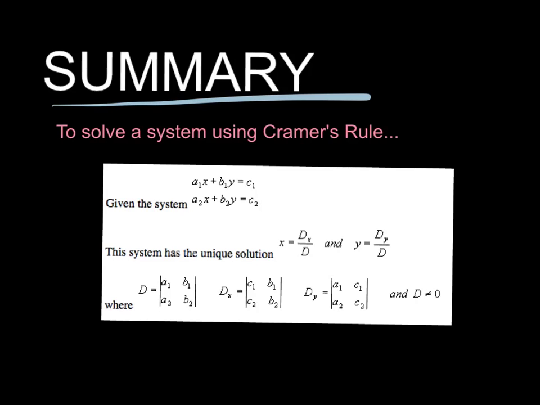In order to solve a system using Cramer's rule, you have to find 3 determinants. One which would just be the coefficients of x and y. The other would be the constants with the coefficients of y, and then the coefficients of x with the constants. And in order to calculate x, we divide dx by d, and to find y, we divide dy also by d. We do have this condition here that d cannot be equal to 0 because we cannot divide by 0.